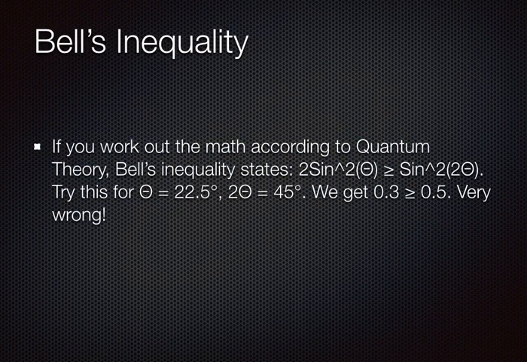So, quantum mechanics, if you work out the math, it comes out to 2 sine squared theta is greater than or equal to sine squared 2 theta. So if you do this for an angle of 22.5 degrees, or 2 theta is 45 degrees, quantum mechanics predicts that 0.3 will be greater than or equal to 0.5, which is exactly what they got. Now, of course, this proves that all this is true.